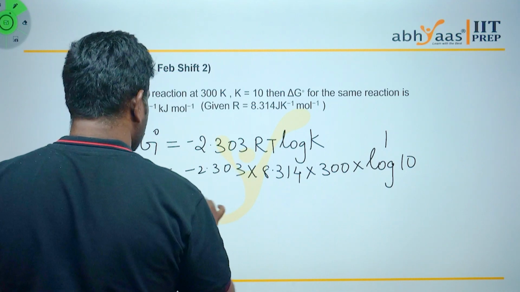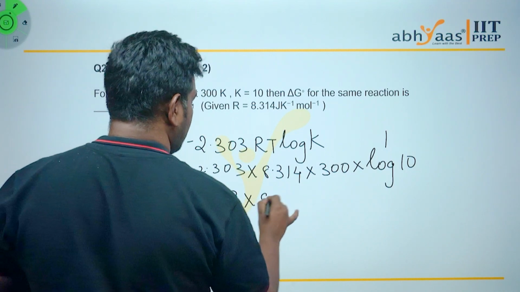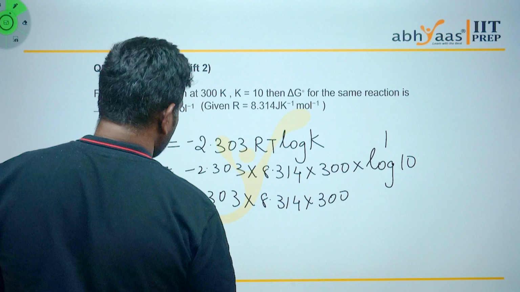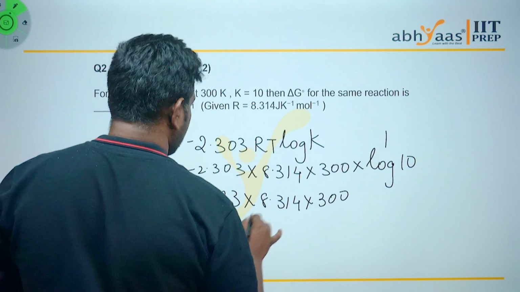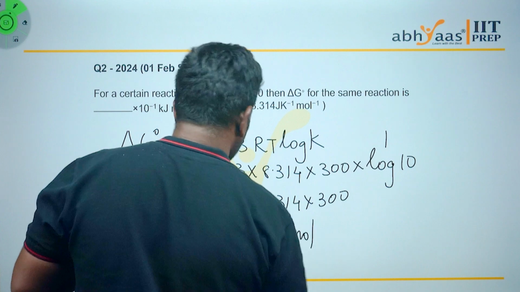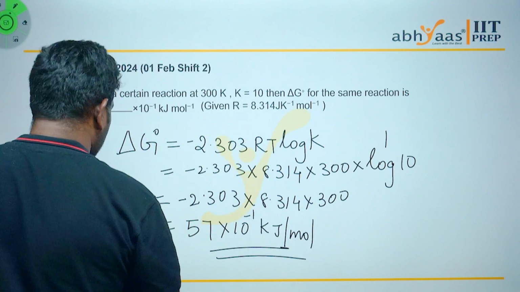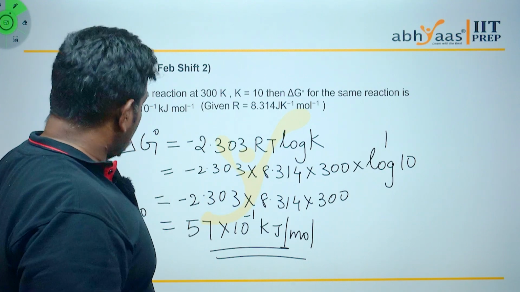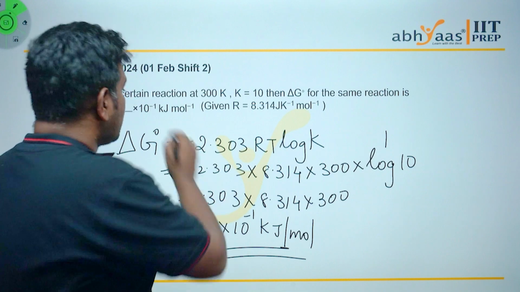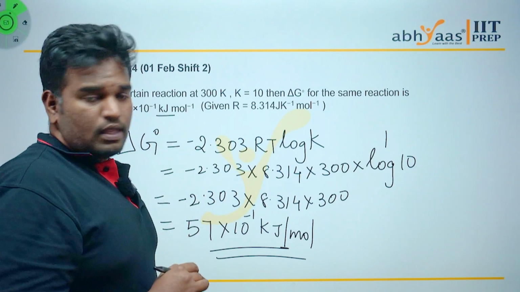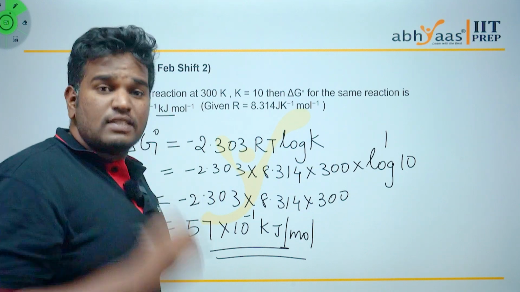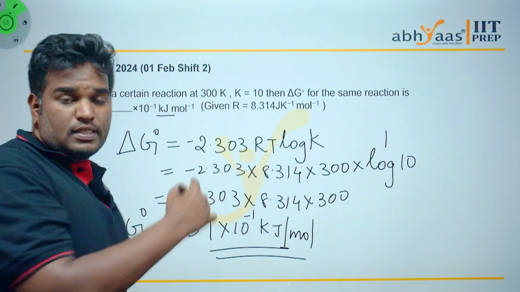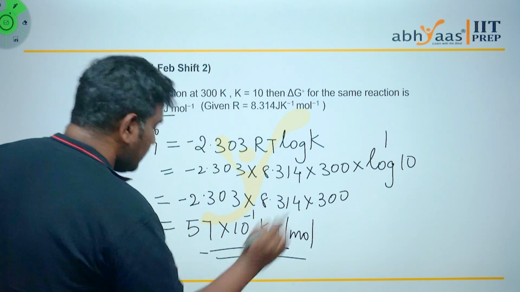Now when you solve this, minus 2.303 into 8.314 into 300, you will be getting the answer and it will be 57 into 10 raised to minus 1 kilojoule per mole. So you can do this particular calculation and you will arrive at an answer of 57 into 10 raised to minus 1 kilojoule per mole. So here you should understand we are writing the answer in kilojoule because it is mentioned in the question itself. We have to write it in kilojoule and also we have to write it in 10 raised to minus 1. So at last, whatever answer you get, you have to convert it into kilojoule as well as write it in 10 raised to minus 1. And at last, you will be getting 57.